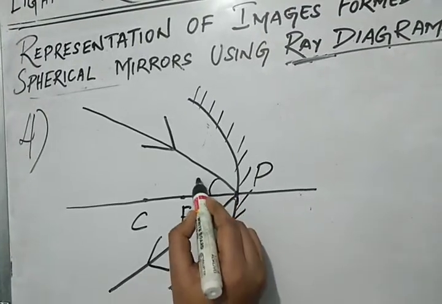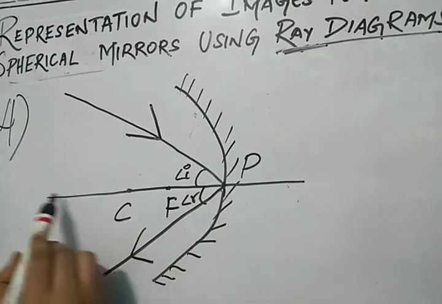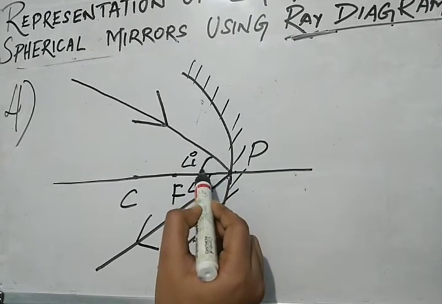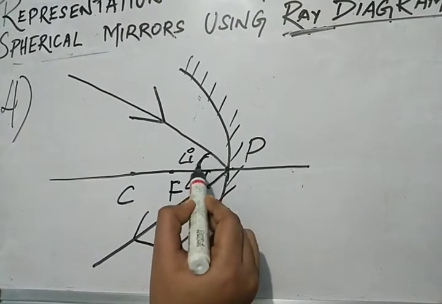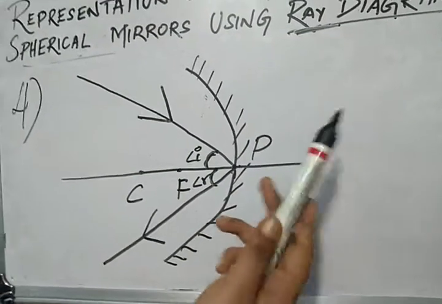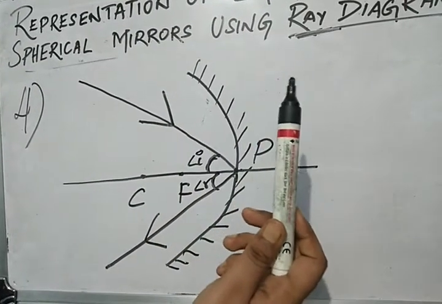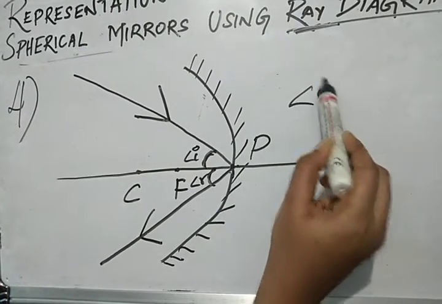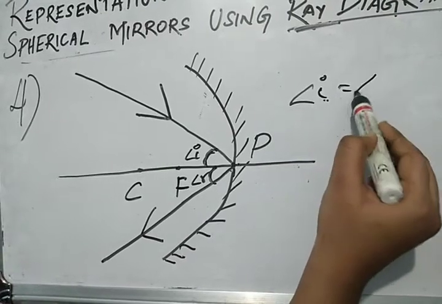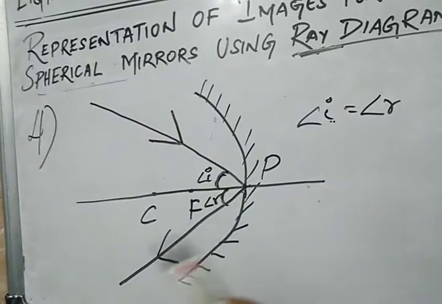Here this is the angle of incidence, this is the angle of reflection, they are equal. Here this is the normal, principal axis is the normal at the pole, and here this is the angle of incidence, this is the angle of reflection. Even in the previous diagrams which I showed you, the angle of incidence is equal to the angle of reflection in all cases, but here it is clearly visible.